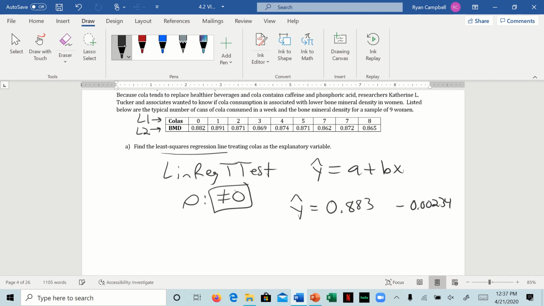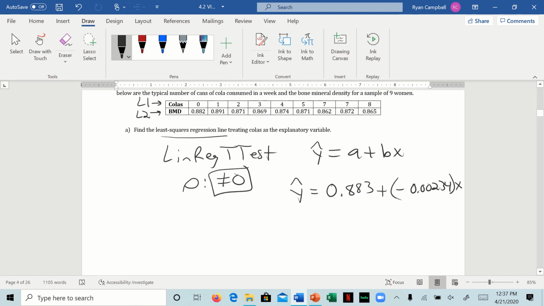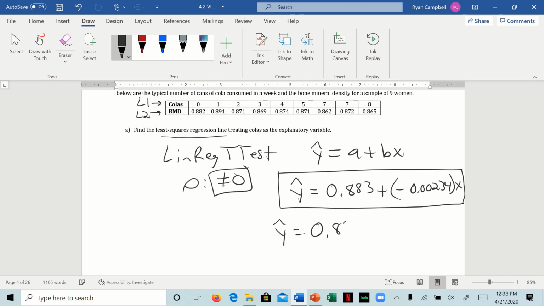So it's y hat equals this value plus this x. You need the whole thing. You need the y hat, the equals, the plus, and the x. So this is our answer, and this is a perfectly acceptable answer. Another answer that you could say is y hat equals 0.883 minus 0.00234x, because adding a negative is the same as subtracting. But if you just want to put the plus negative, that's totally okay too. But remember, you need all of it.